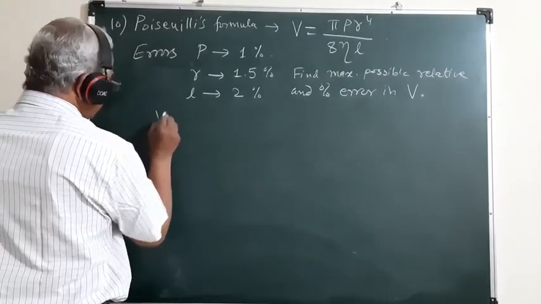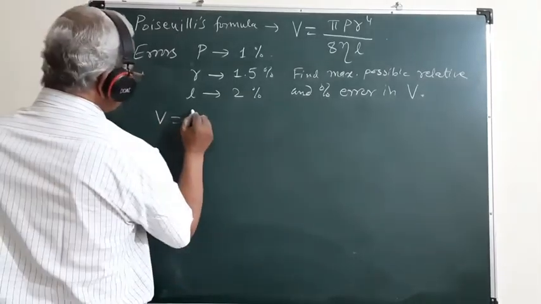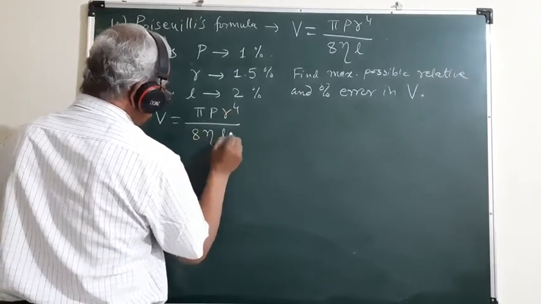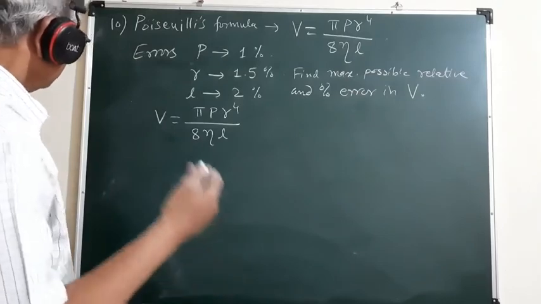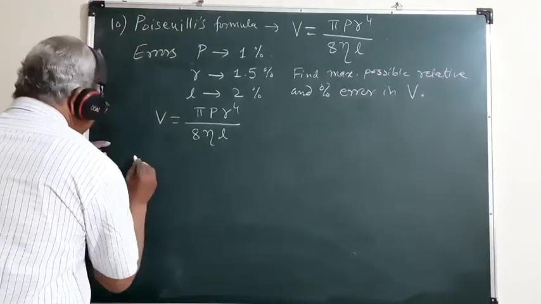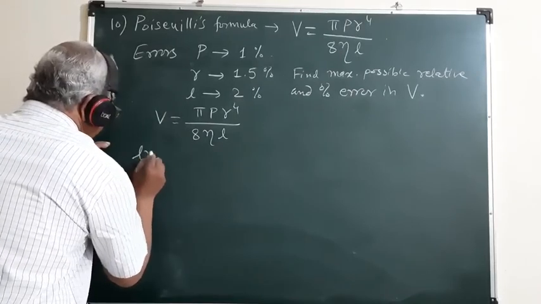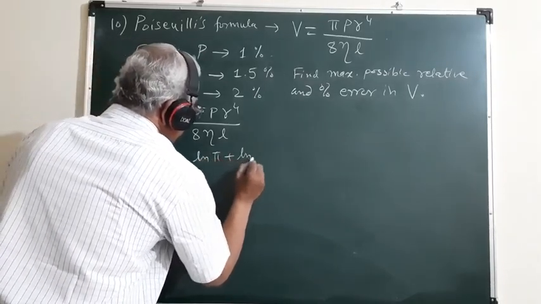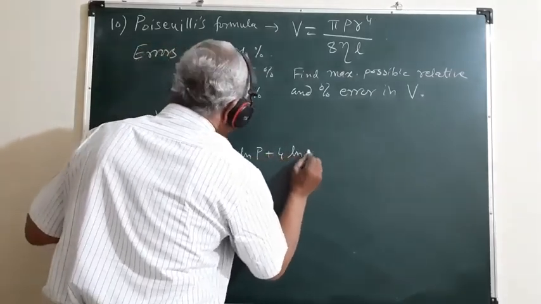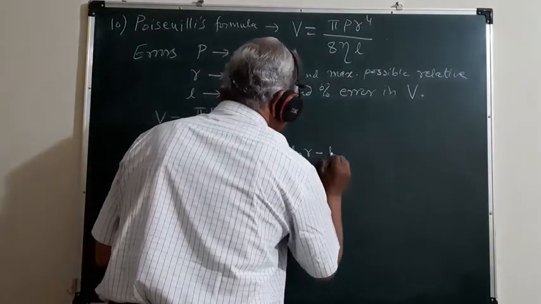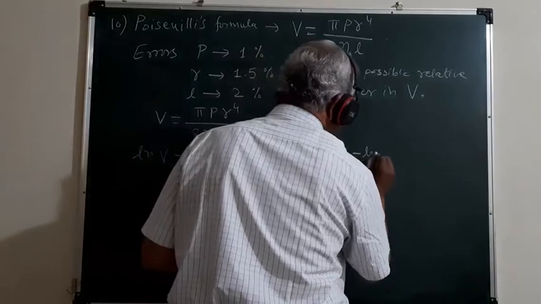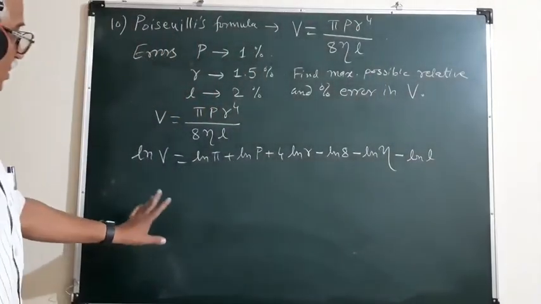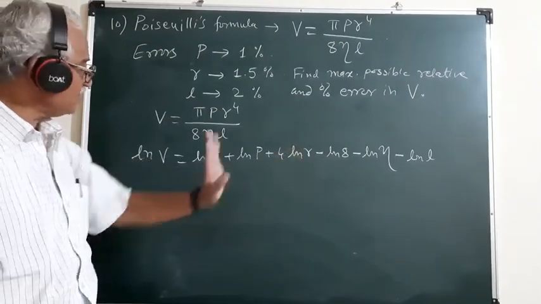So we are given this Poiseuille's formula: phi is equal to pi p r raised to 4 upon 8 eta L. Now, if we take the natural log on both sides, we can express this relation as ln of phi is equal to ln of pi plus ln of p plus 4 times ln of r minus ln of 8 minus ln of eta minus ln of L.